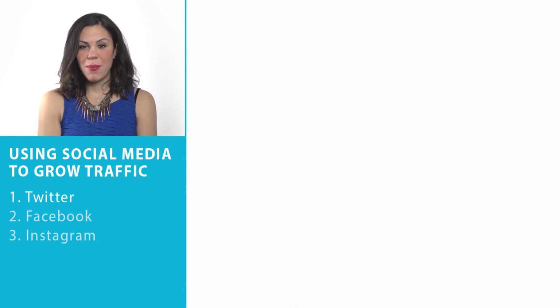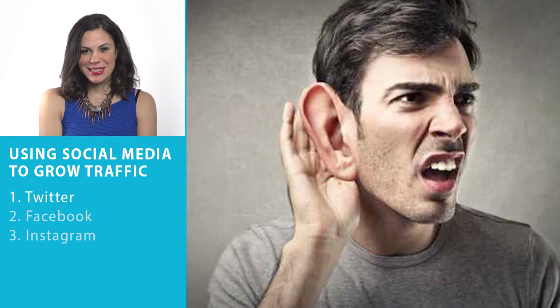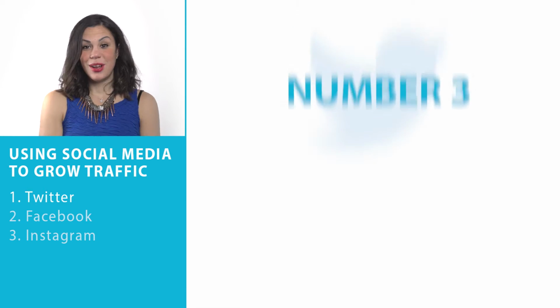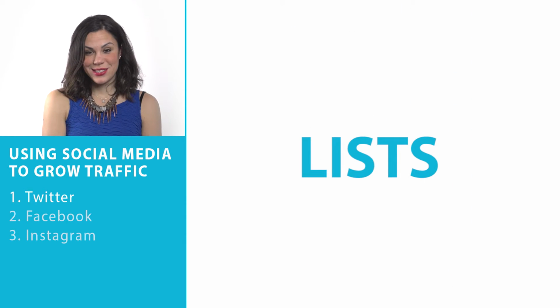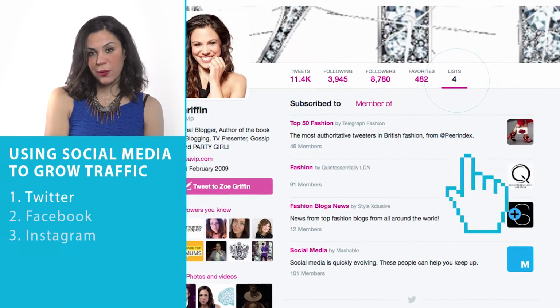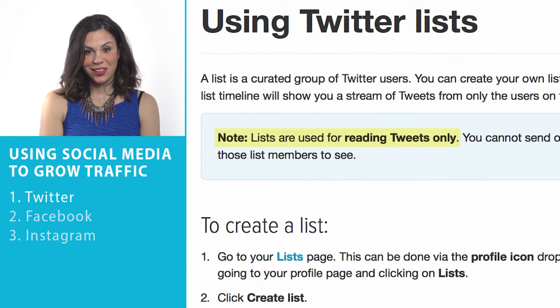Number 2, make sure you're following absolutely everyone in your industry, because if you're not doing that, you're missing out on the gossip. And in my job, gossip is content. Number 3, look for lists. Hopefully, someone will have already gathered all the people you should be following into a list, and then you can follow that list too, and all the work's done for you.